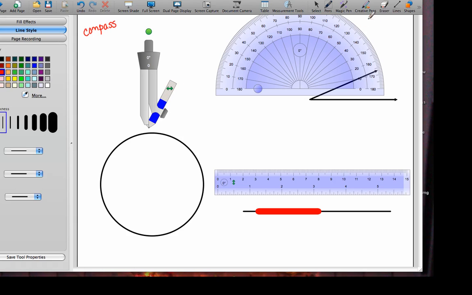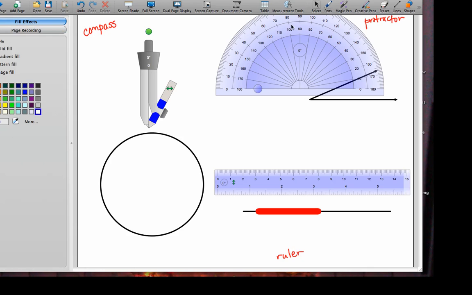And this is called a protractor. And this, as we have all seen many times in our lives, is called a ruler. Alright, let's see how these are used. So let's use these tools strategically. If I'm trying to draw a circle, I'm going to use a compass. Let me show you how this works.